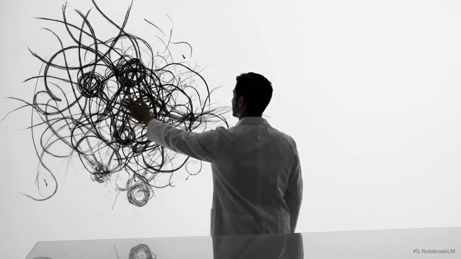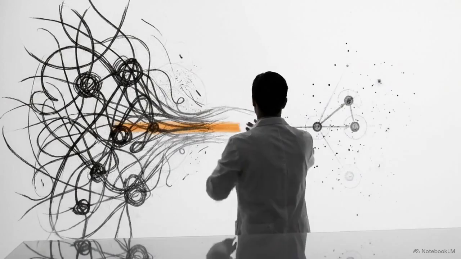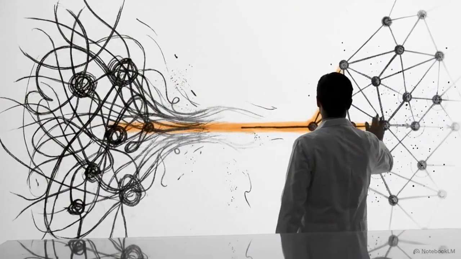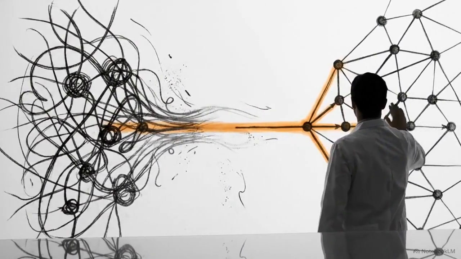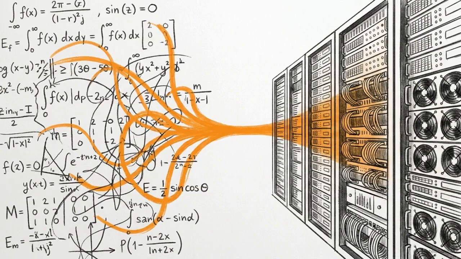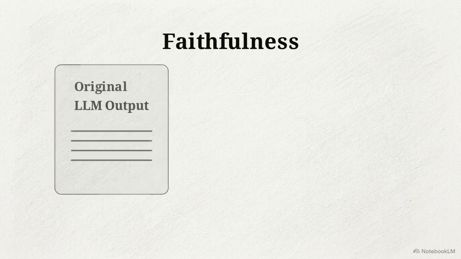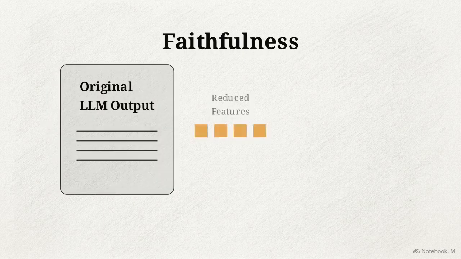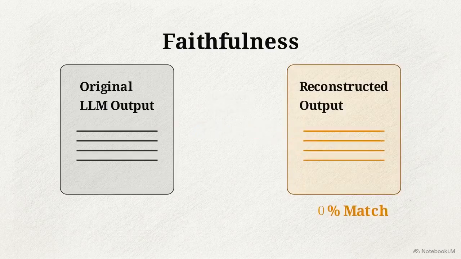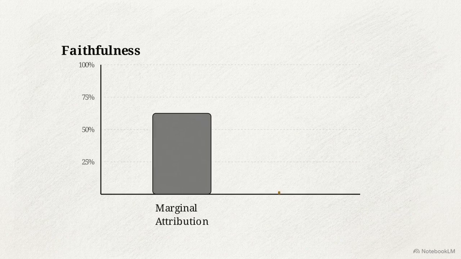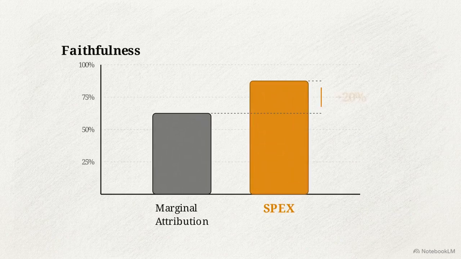This algorithm proves that long context explainability requires intelligent architecture. By restructuring the math, we can bypass hardware limits entirely. The theoretical architecture translates directly into empirical performance across standard evaluation datasets like HotpotQA and sentiment analysis. Explainability tools are evaluated on a metric called faithfulness. This measures how accurately the explainer's reduced feature set can reconstruct the original output of the language model. This bar chart tracks that metric across the test data. SPEX achieves roughly a 20% improvement in faithfulness compared to marginal attribution methods.